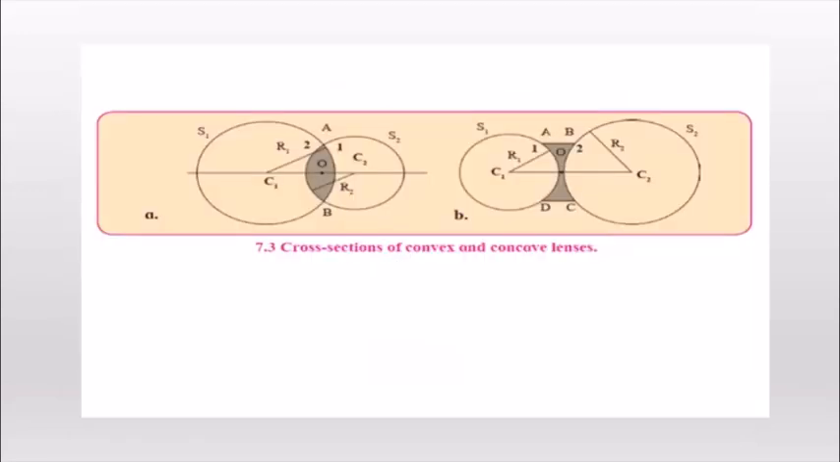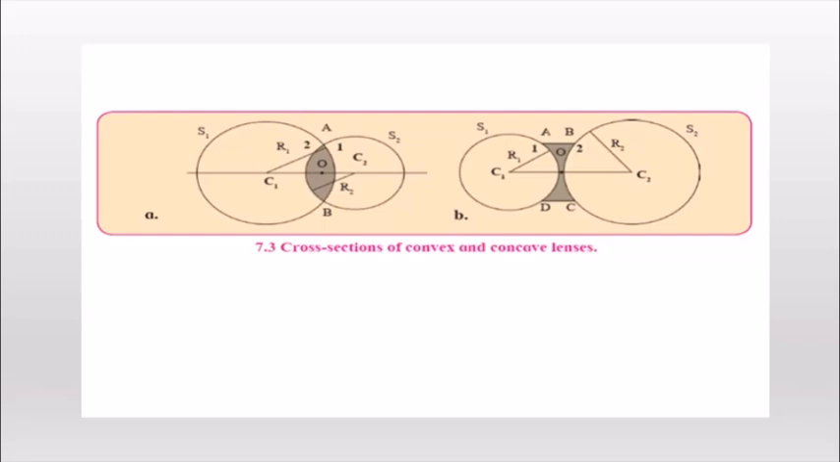Now to understand more about lenses, here in the figure the cross sections of convex and concave lenses are shown. The surface marked as 1 is part of the sphere S1, while the surface marked as 2 is part of the sphere S2. Let us see more about these surfaces, like what will be the center of curvature, what will be the radius of curvature, and all those things.